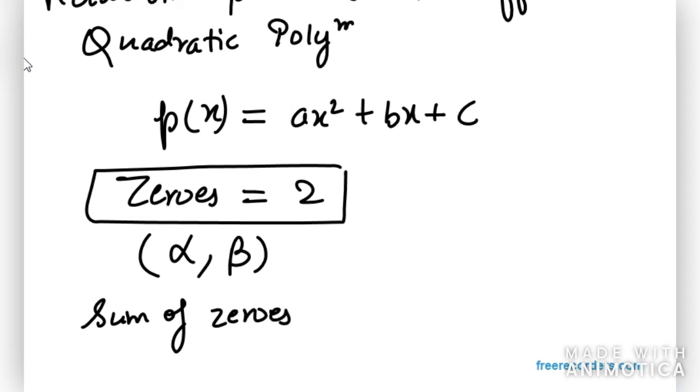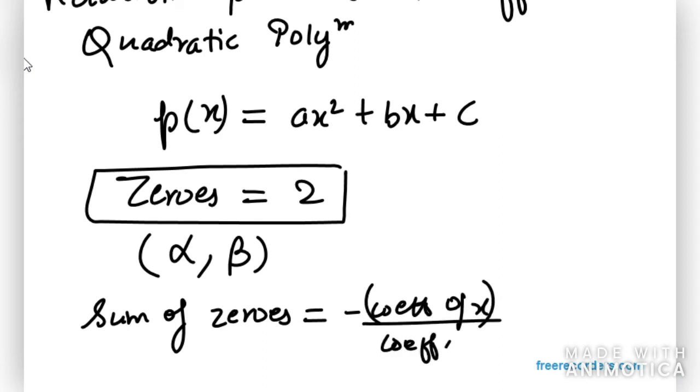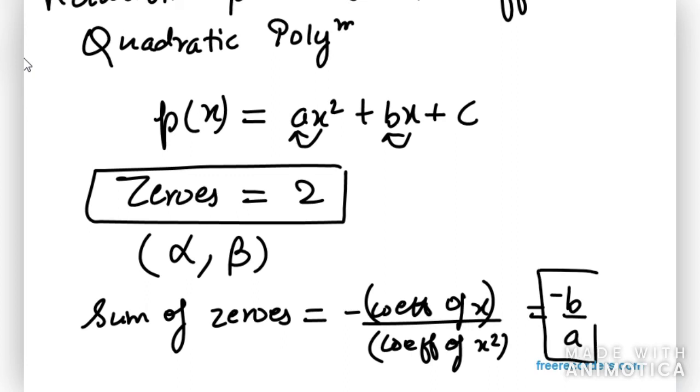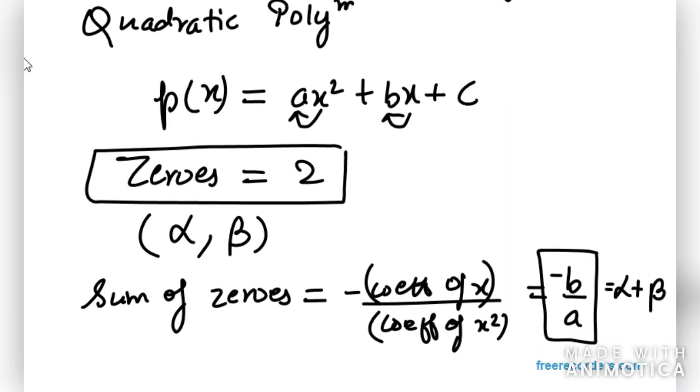Now there is a value of this, like we need to find sum of zeros here. Sum of zeros means minus coefficient of x over coefficient of x square. Coefficient of x here is b, so minus b. Then we have coefficient of x square as a. So this is my sum of zeros. My alpha plus beta equals minus b over a. Now the next is product of zeros.